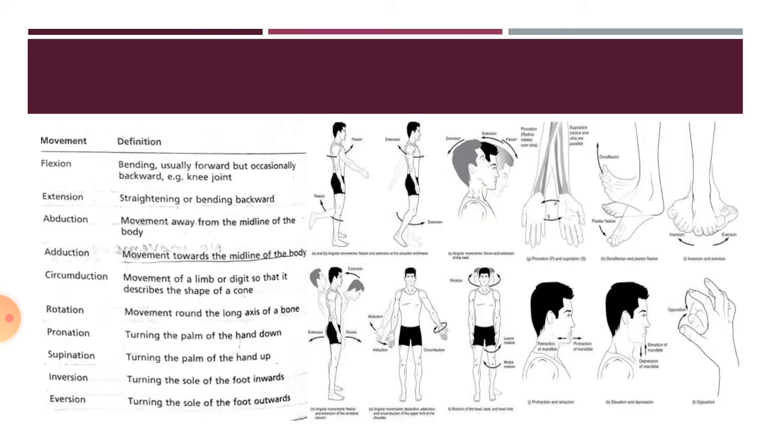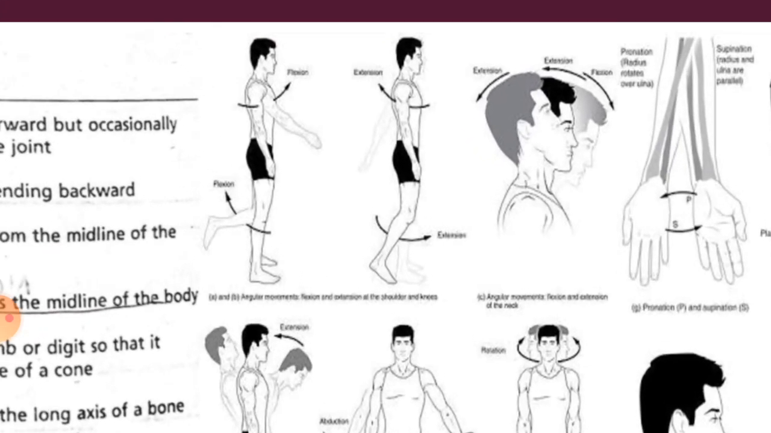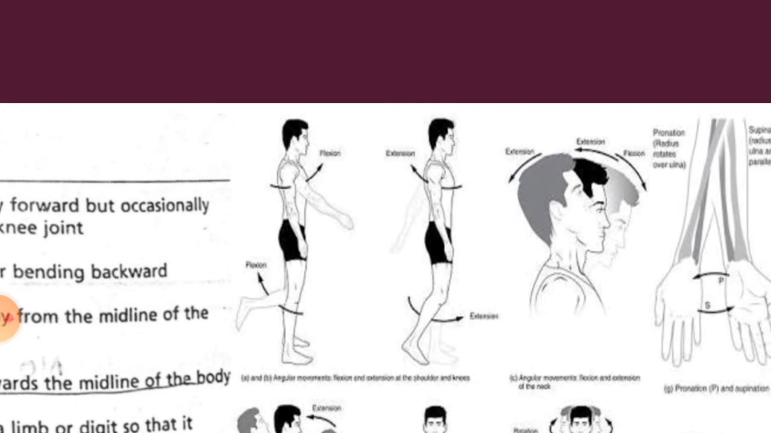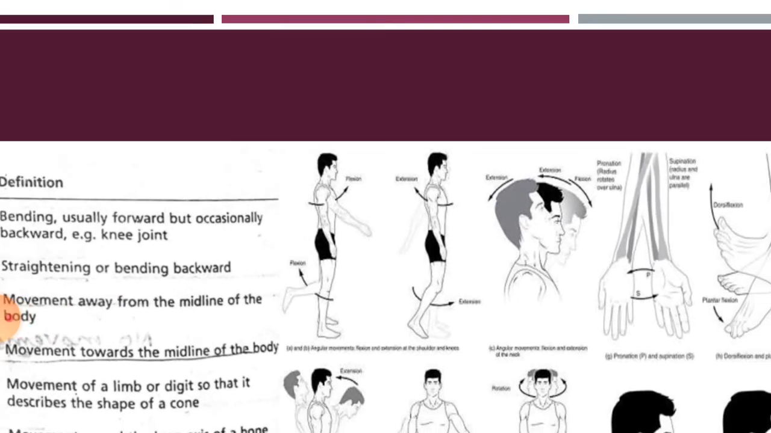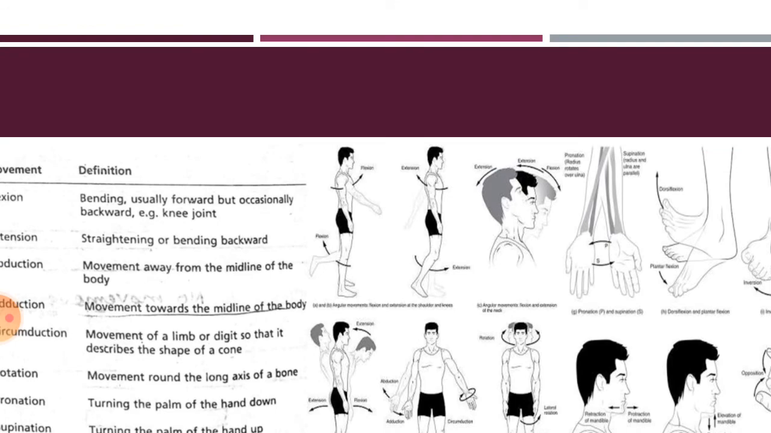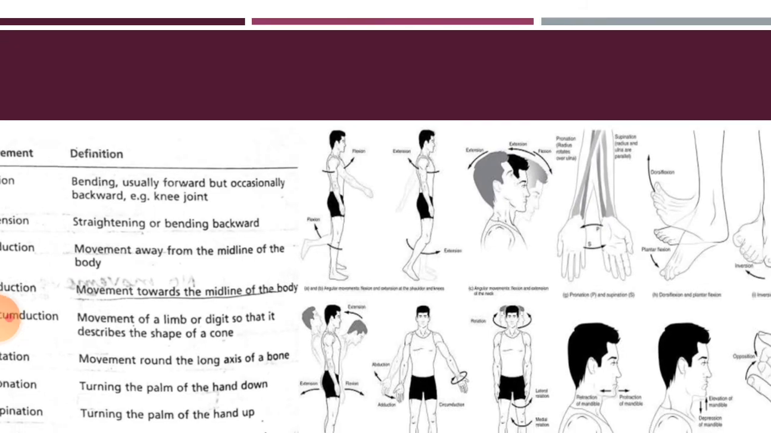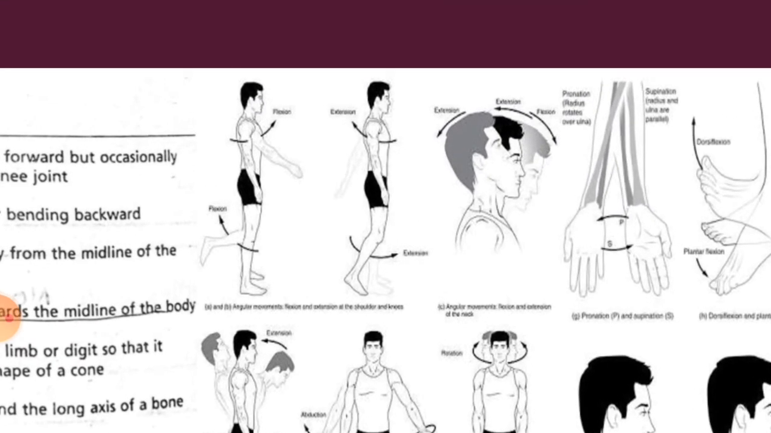So these are the movements that synovial joints permit. If we talk about flexion, this is the bending, usually forward but occasionally backward, for example at the knee joint. So this is flexion, and flexion is usually forward, but at the knee joint it is backward. This is an exception. Extension is straightening or bending backwards, but in the knee joint that would be opposite.